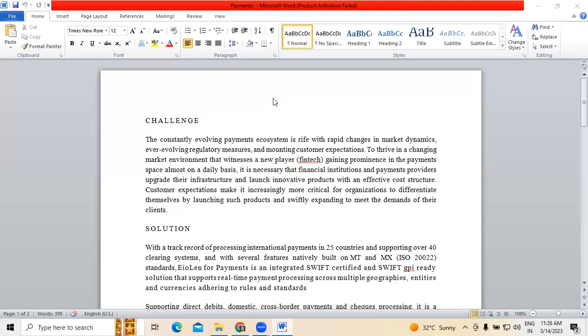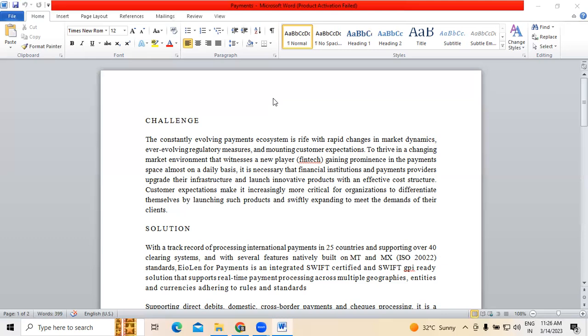Now here we are going to discuss the challenge. So I'll read each and every line. If you have any doubts, you can come up with it. Right? The first point: the constantly evolving payments ecosystem is rife with rapid changes in market dynamics, ever evolving regulatory measures and mounting customer expectations. This is a general discussion of the payment. When we talk about the payment ecosystem, the first two lines are a general explanation about the payment ecosystem.